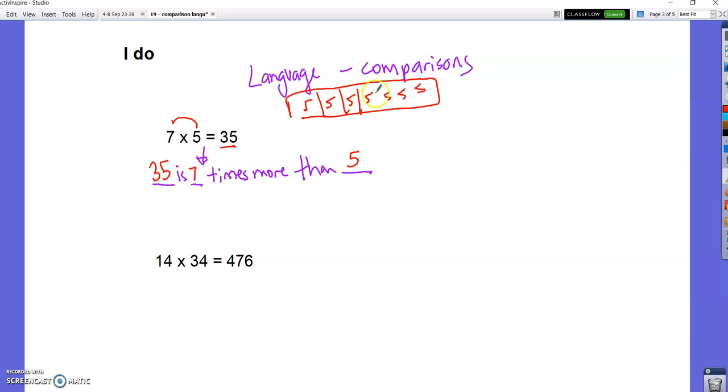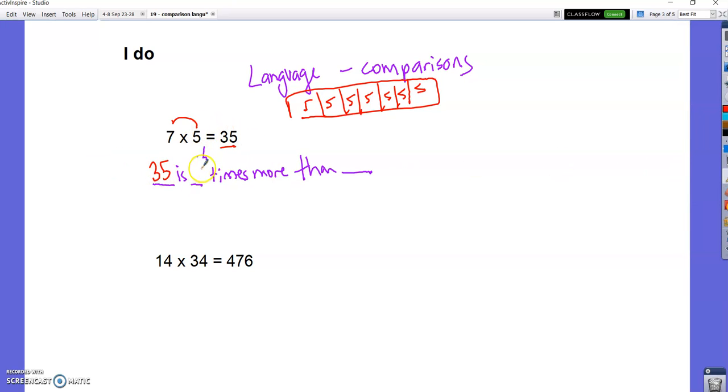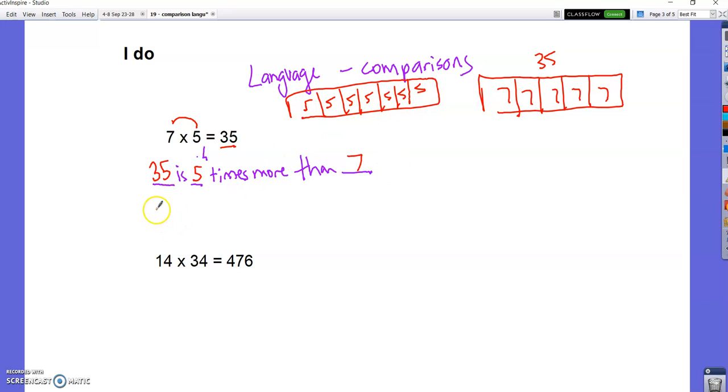And so that's one kind of multiplicative sentence I can take out of here. 35 is 7 times more than 5. I can also think of it a second way and reverse those values. I can also think of it as 35 is 5 times more than 7. Those can be done either way. I can also think about getting my 35 by doing a tape diagram with 5, 7. So I can think it's 5 times more than 7, or I can think it's 7 times more than 5. They're both valid comparisons that I can make with the language there.